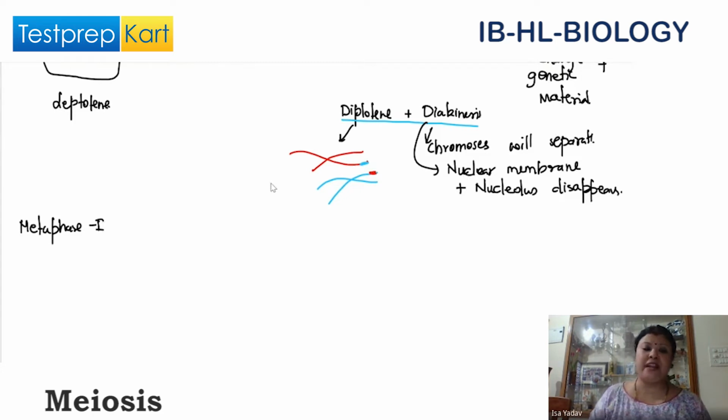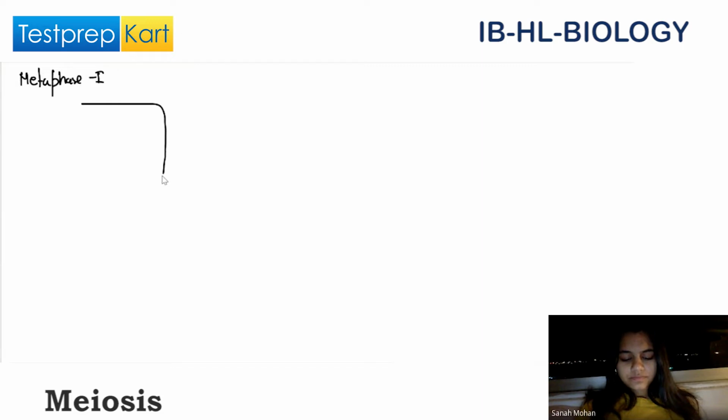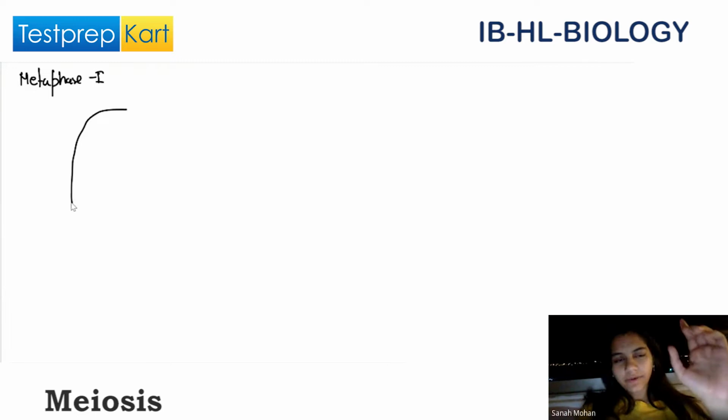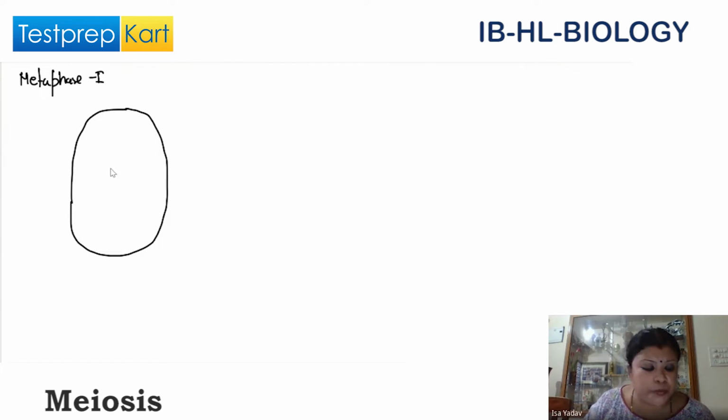Now, next, metaphase 1. So, Sana, can you tell me what happens in metaphase 1? The pairs go to the different poles of the cell. No, they don't go to the different poles. Can you tell me what happens?